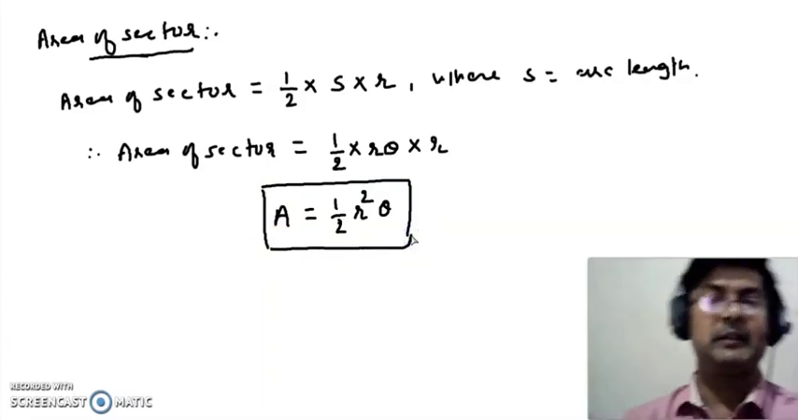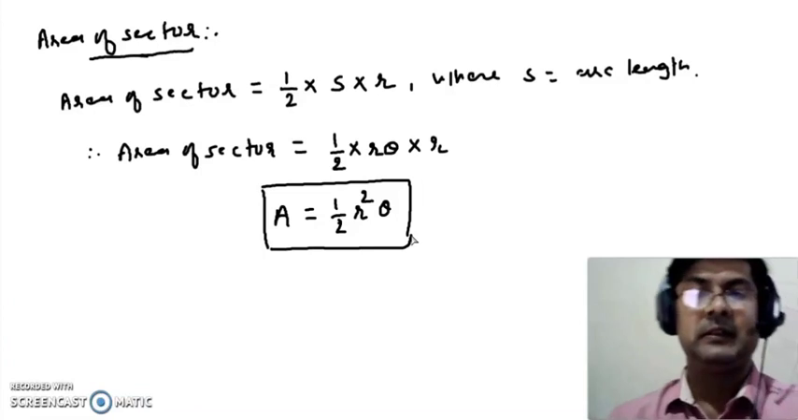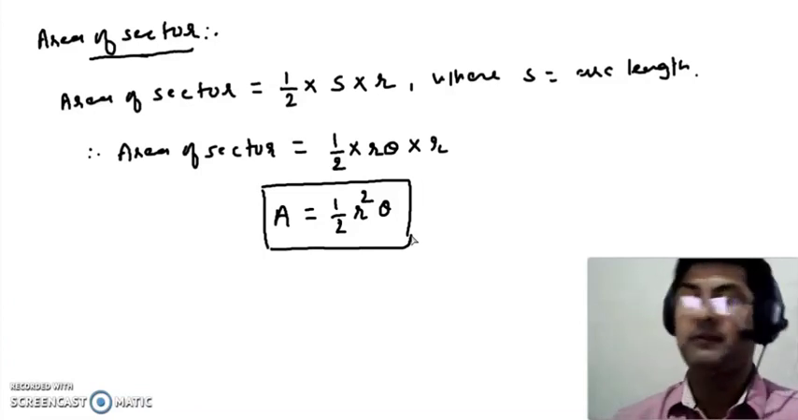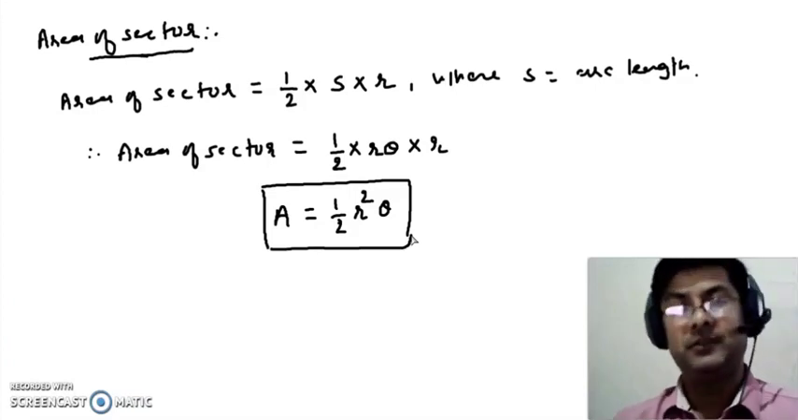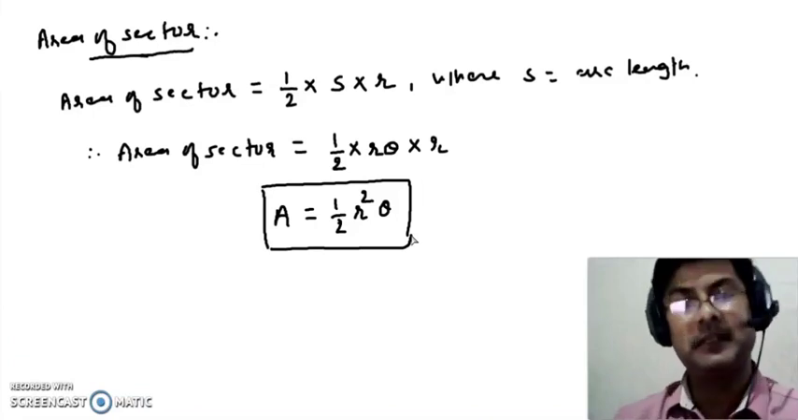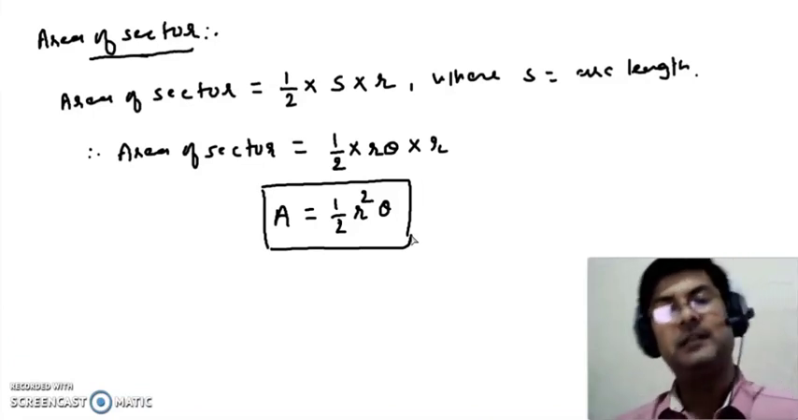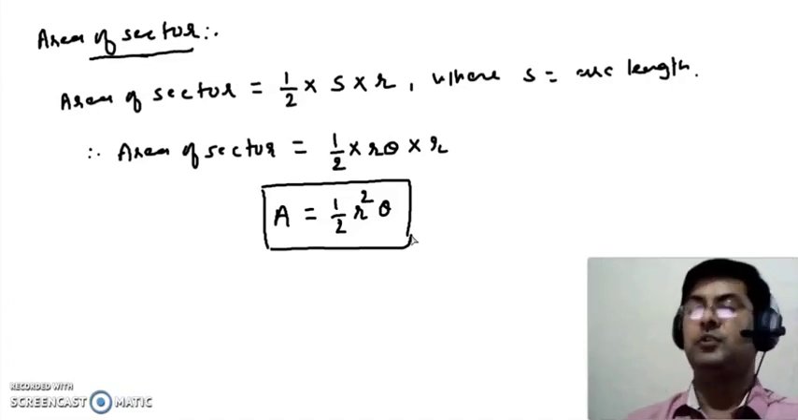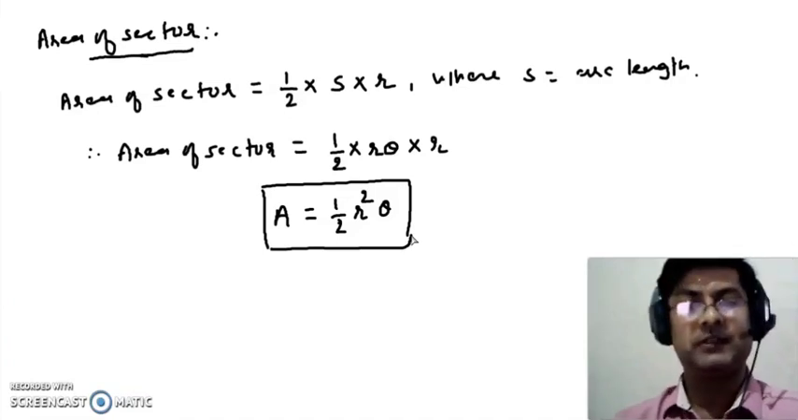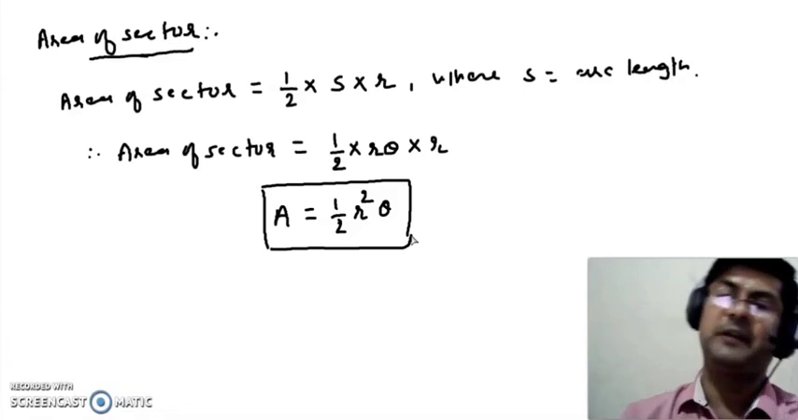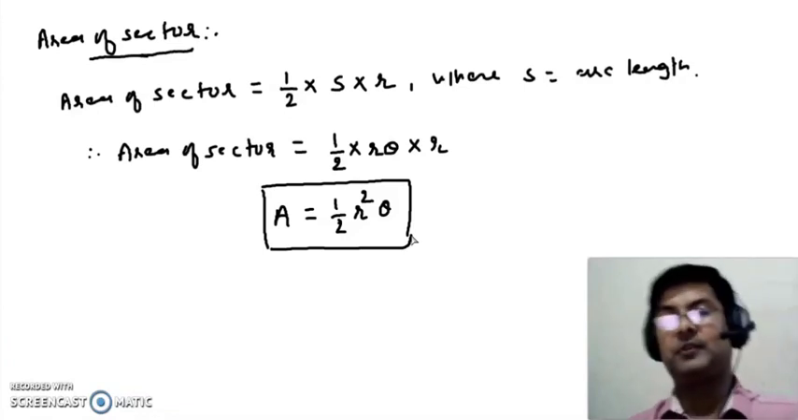R is the radius, and remember that theta is an angle in radians. So if you are given theta in any other unit, for example degrees or grades, you need to convert that angle first into radian units, and only then should you use this formula. Clear? So far we have seen two formulas. One is S is equal to R theta, and the other one is the area of sector A is equal to half R square theta.